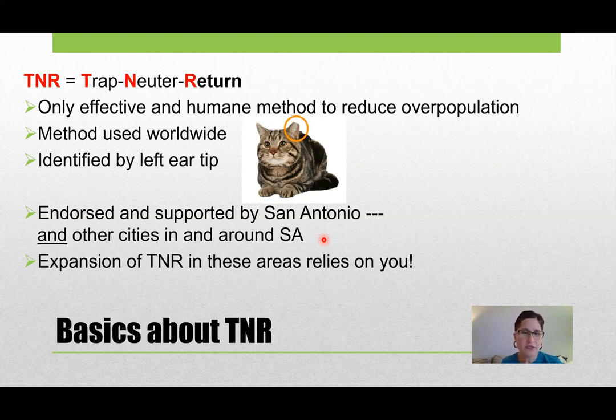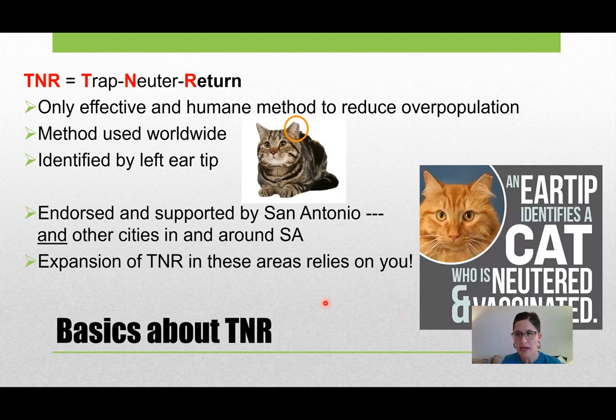And expansion of TNR in these areas does rely on you. So after you watch this video, we're hoping that you go out there and you spread the word and let people know, whether it be your friends, neighbors, family members, people that you work with. Maybe you might overhear them talking about stray cats, feral cats. They don't know what to do with these cats. Let them know that we exist. Kind of give them our phone number and our website, and we'll do what we can to get them educated.